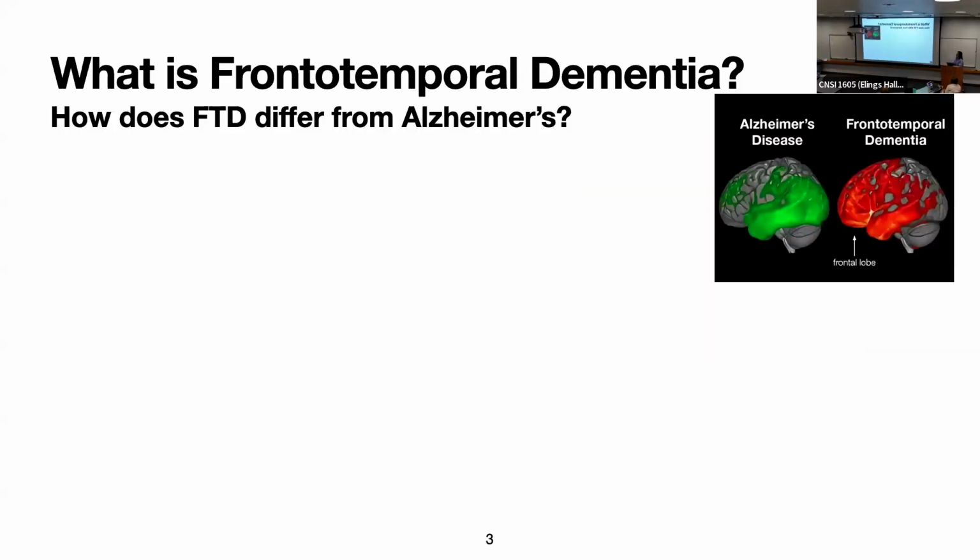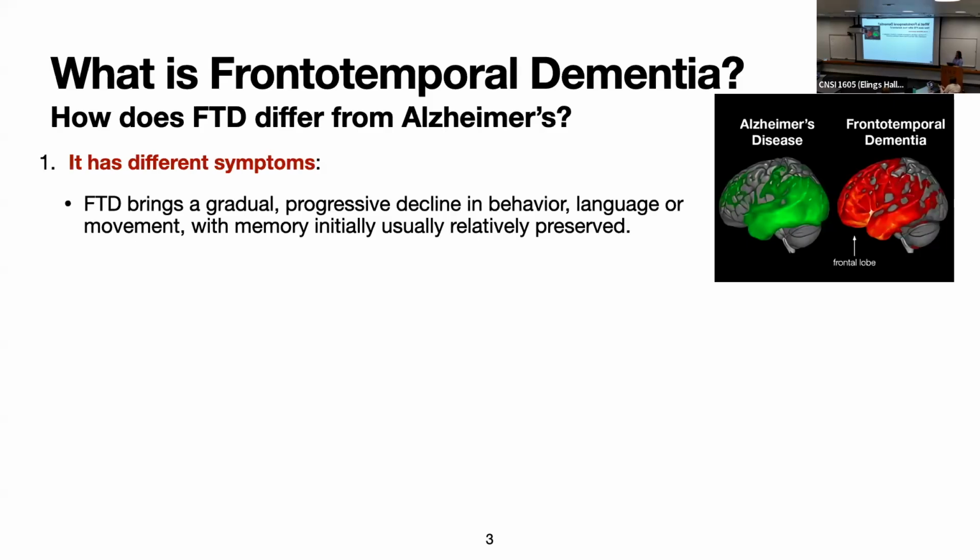So how are Alzheimer's and FTD different? They have different symptoms. As I just said, FTD brings a gradual progressive decline in behavior, language, and/or movement, and memory is usually initially spared until later stages of the disease. As opposed to Alzheimer's, where usually one of the first symptoms is not remembering things, that actually isn't as common in FTD.